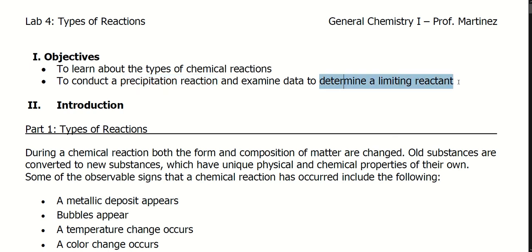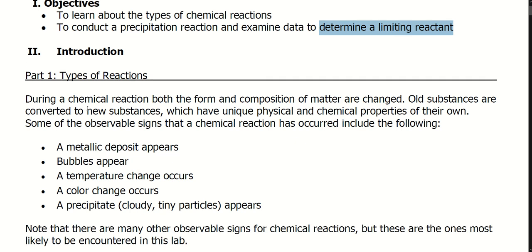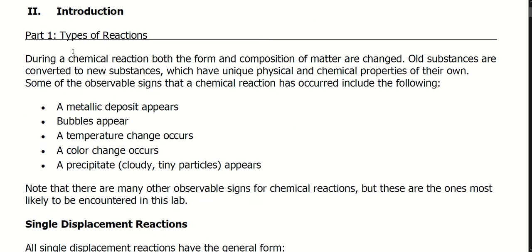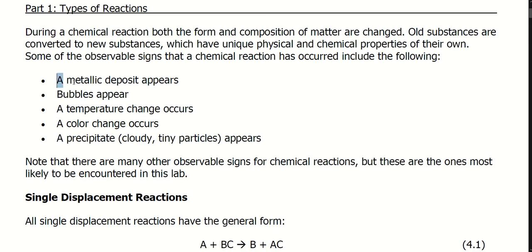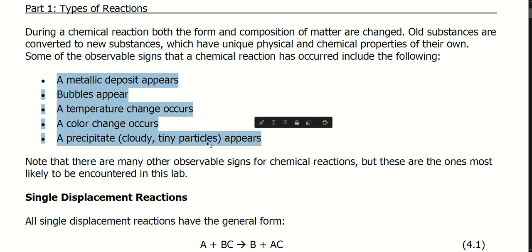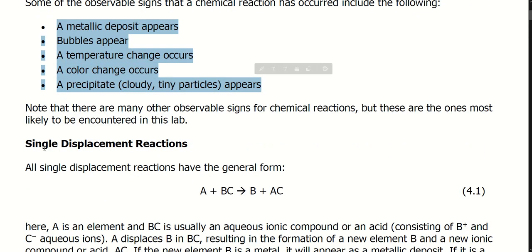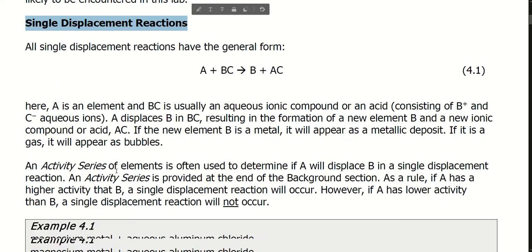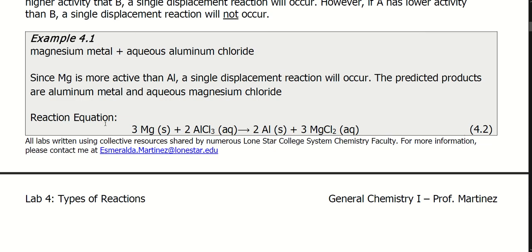And you've also visited stoichiometry, and you learned a little bit about stoichiometry, or a lot. But determining a limiting reactant is really important in stoichiometry, and you'll be revisiting that here. So part 1 reviews all about types of reactions. So how to notice physically when a chemical reaction is occurring, what single displacement reactions are versus double displacement.